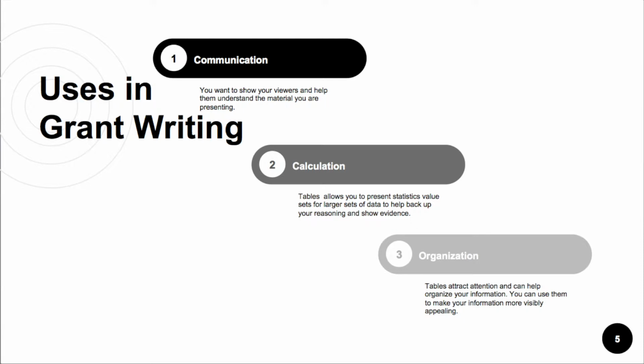Organization is the third use. Tables can help attract attention and break up the text so that the reader isn't just reading chunks of words, but gets to see something a little bit different. Having a table is a great way to help drive home a point with a target population. This can also help present large amounts of information efficiently.